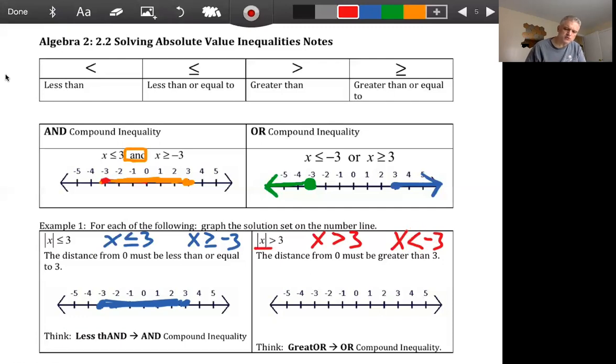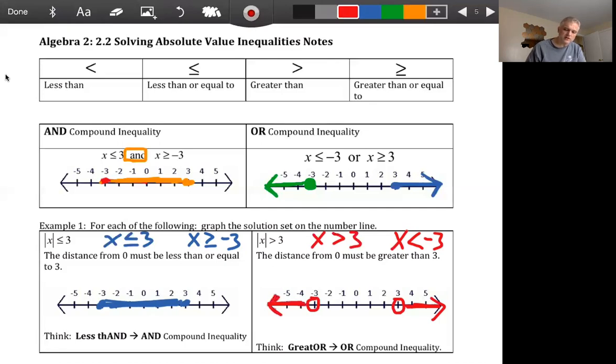So again, the absolute value of x is greater than 3. So you start at 3, right? Now, this is not greater than or equal to, this is just greater. So we open circle because of the greater, right? And it's greater, so it's going to the right. Less than -3, we start at -3 again, open circle because it's not less than or equal to. And less than goes to the left.